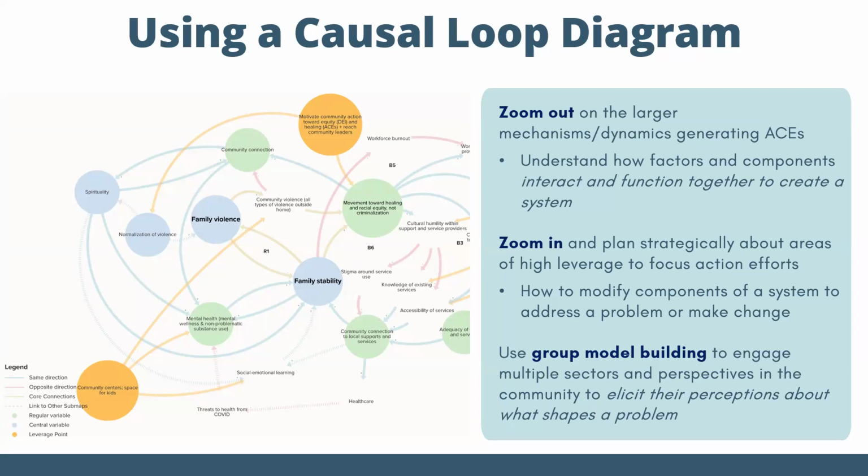Then we zoom in and plan strategically around areas of high leverage to focus action efforts and how to modify components of a system to address a problem or make change. So this is where you're using the causal loop diagram to plan strategically. And then we develop the causal loop diagram using group model building to engage multiple sectors and perspectives in the community to elicit their perceptions about what's shaping the problem.